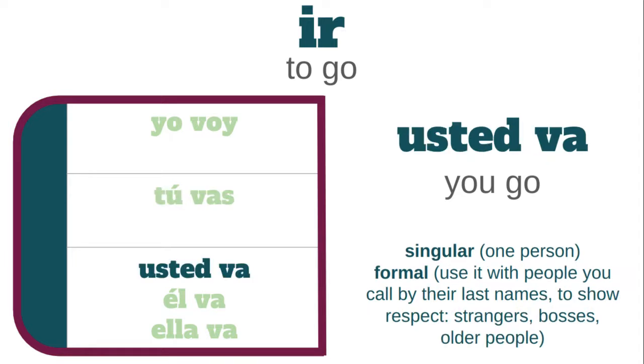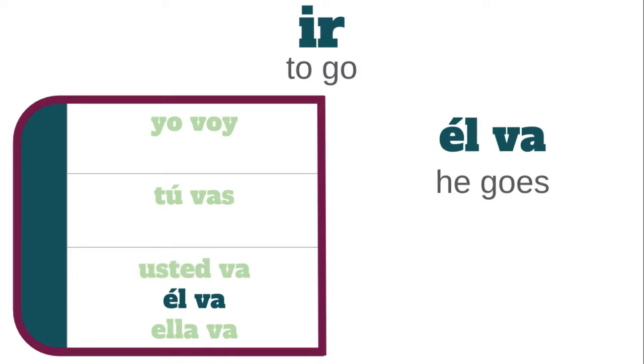In a more formal situation with someone we call by their last names, we would say usted va. Usted va. You go. We use the word va also with the pronoun él to say he goes. Él va. He goes.